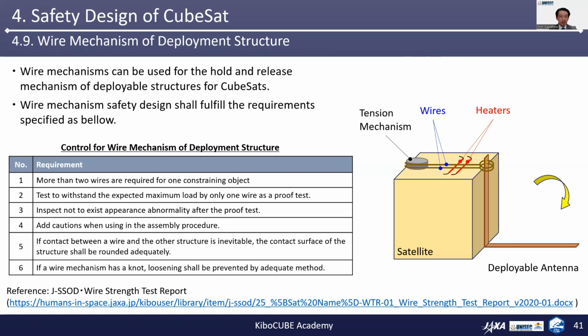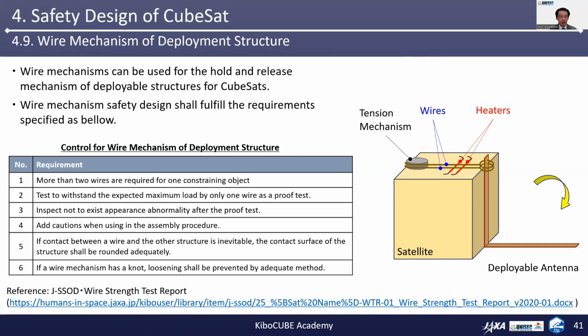So, wire mechanism safety design shall fulfill the requirements specified as below. So I'd like to explain them one by one. First of all, more than 2 wires are required for one constraining object. Then the wires shall be tested as to whether they can withstand the expected maximum load by only one wire as a proof test. Also, the appearance shall be inspected after the proof test.